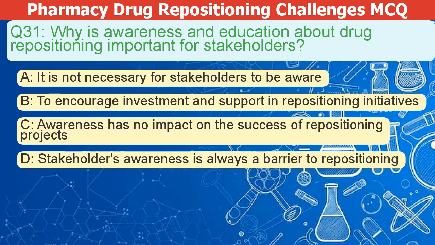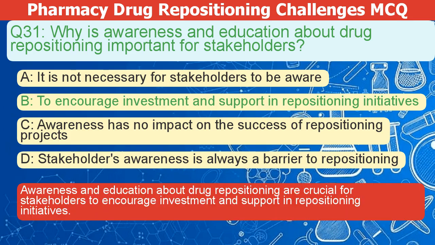Why is awareness and education about drug repositioning important for stakeholders? A. It is not necessary for stakeholders to be aware. B. To encourage investment and support in repositioning initiatives. C. Awareness has no impact on the success of repositioning projects. D. Stakeholders' awareness is always a barrier to repositioning. The correct answer is B. Awareness and education about drug repositioning are crucial for stakeholders to encourage investment and support in repositioning initiatives.